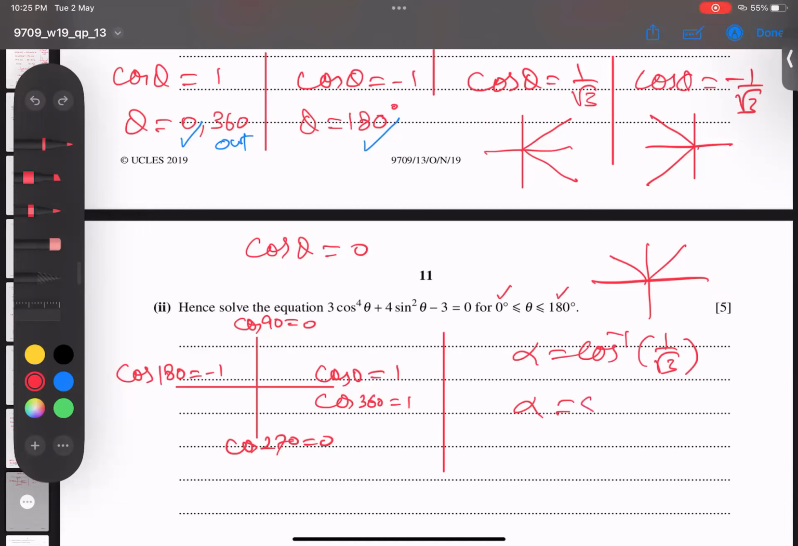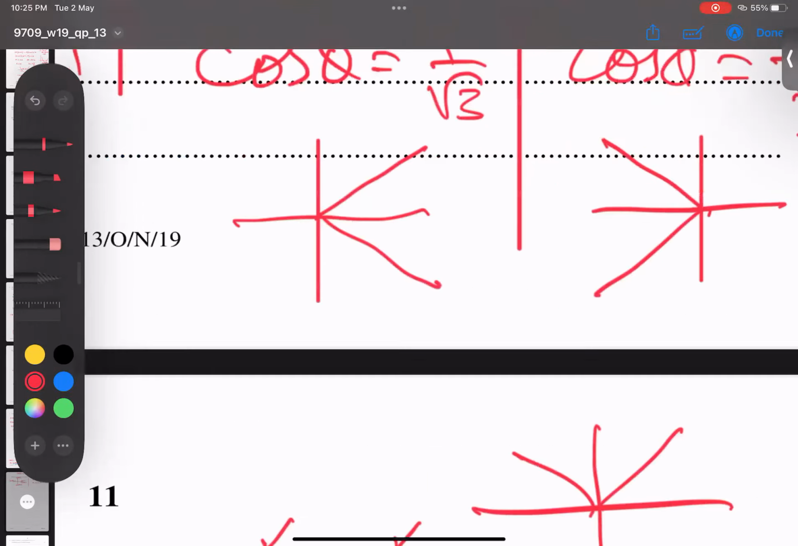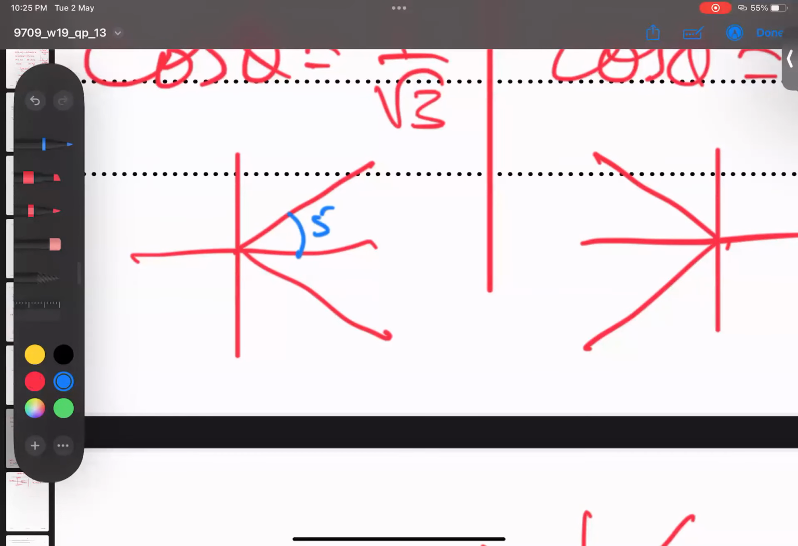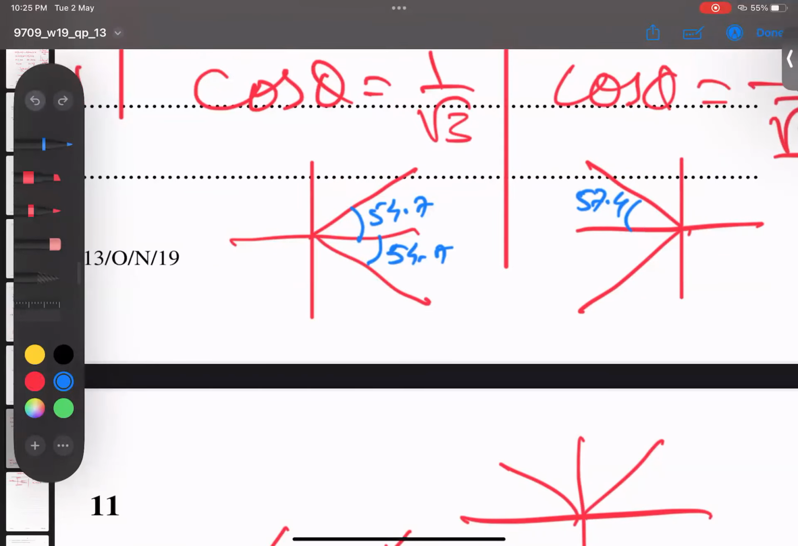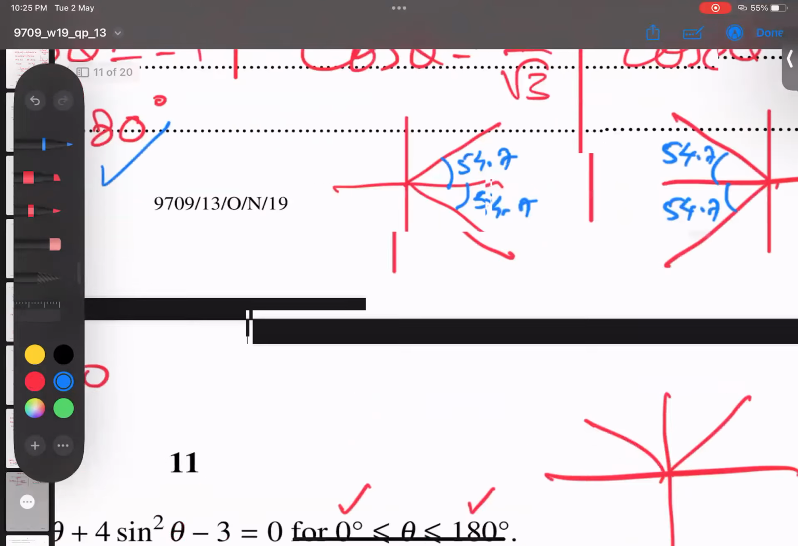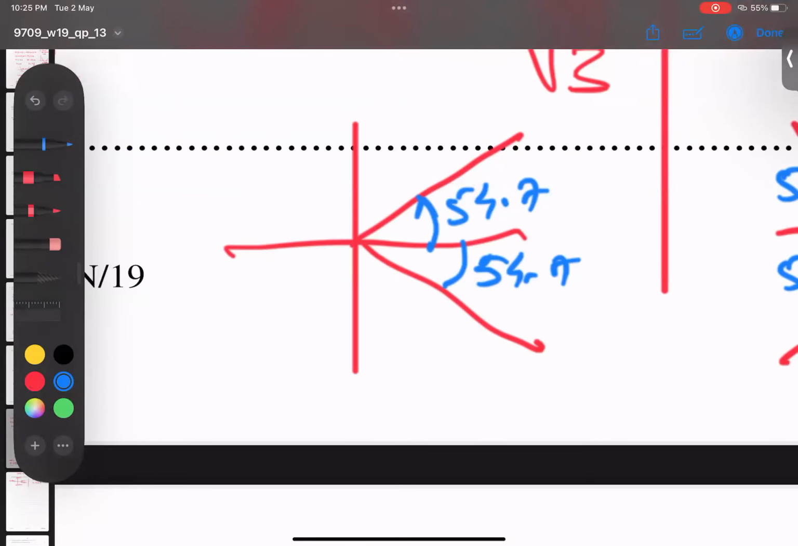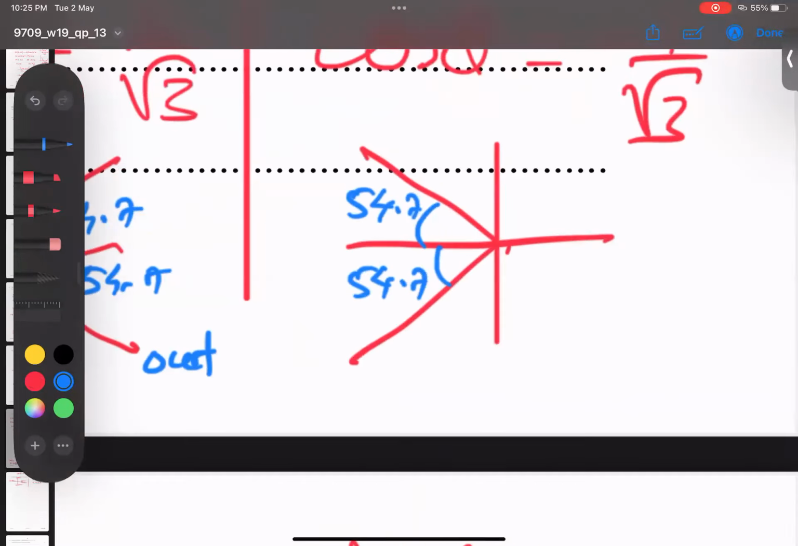It is giving us 54.7 degrees. So this is the principal angle, 54.7 degrees, 54.7 here, 54.7 here, 54.7 here, and 54.7 here. So what is the first answer, students, for this diagram? This is my first answer. This one is out of range, so I write out. This is my answer, but this is out of range.